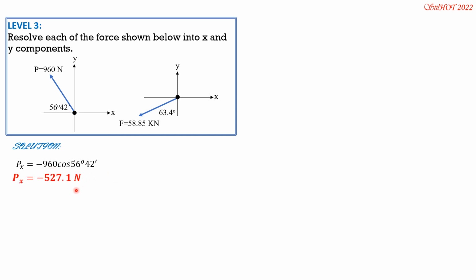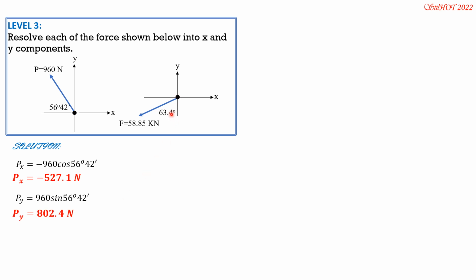So Px is negative 527.1 newtons because we have axis x and y. Before, there was no x and y axis, so that's why we have to indicate if it is leftward, upward, downward, or rightward. Here, it is obvious that it is in the second quadrant, so the x component is negative, the y component is positive. So Py is 960 sine 56 degrees 42 minutes, it is positive. So Py is 802.4 newtons.